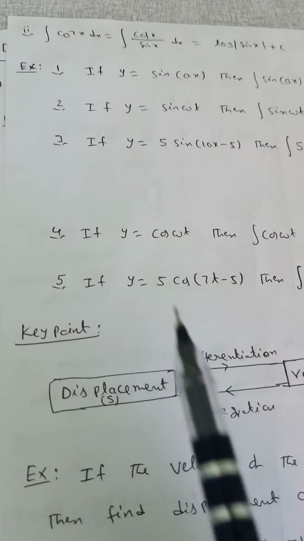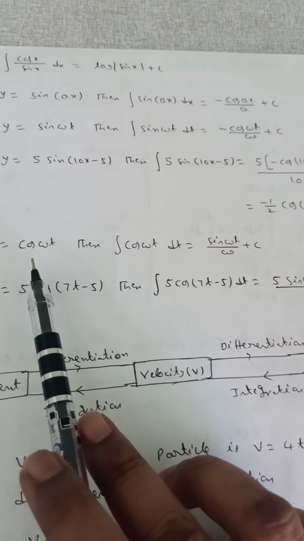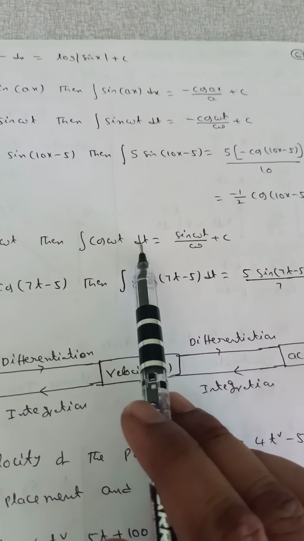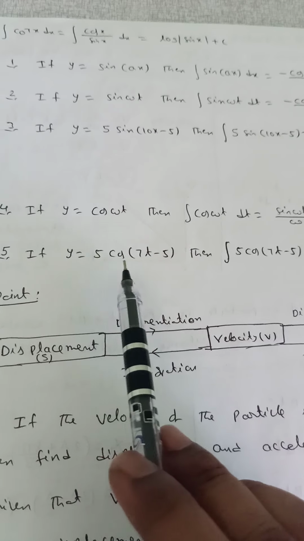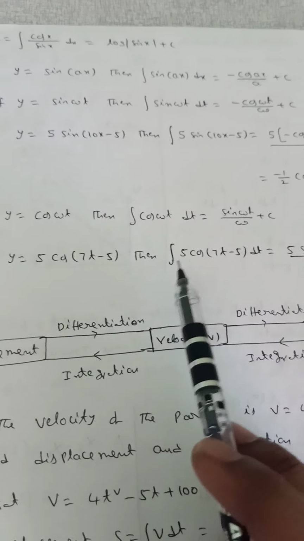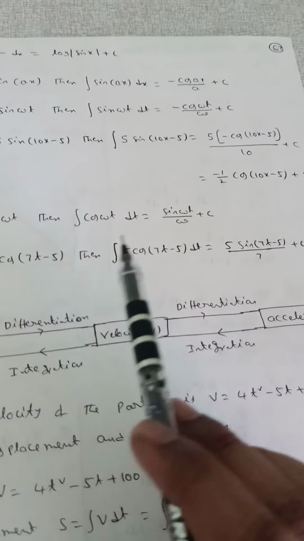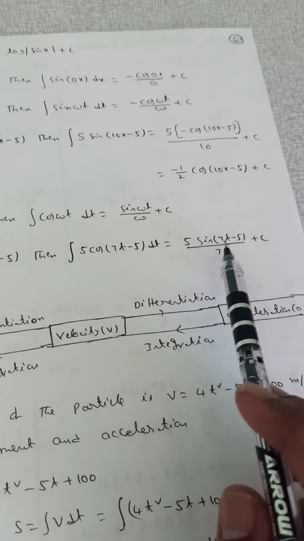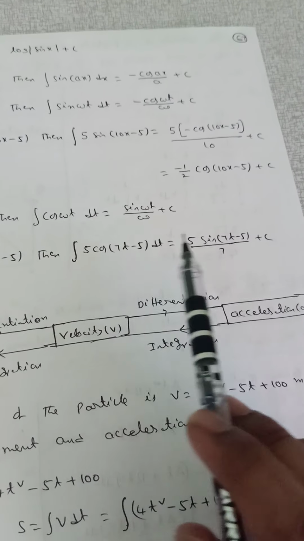And also another one, if y is equal to cos omega t, cos omega t integration is sin omega t, omega t is a function of time with the derivative omega. And also y is equal to 5 cos of 7t minus 5, integral 5 cos of 7t minus 5 dt, 5 is the constant, cos integration sin of 7t minus 5, 7t minus 5 is a function of time, 7t derivative 7, 5 derivative 0.